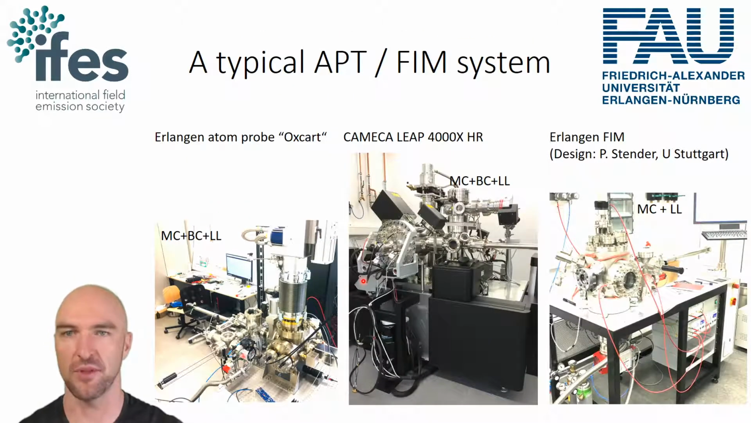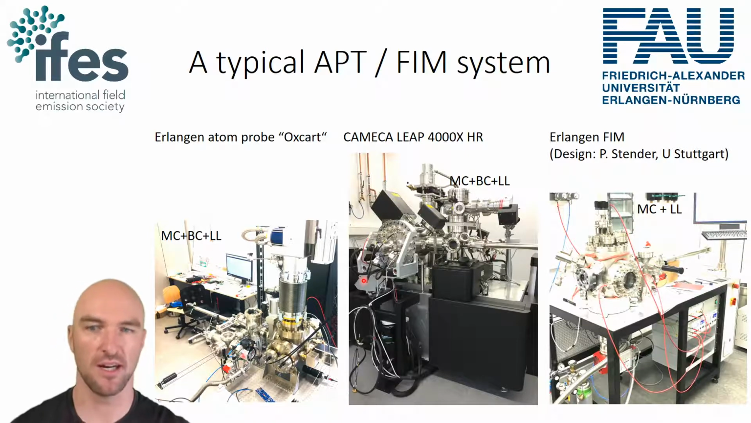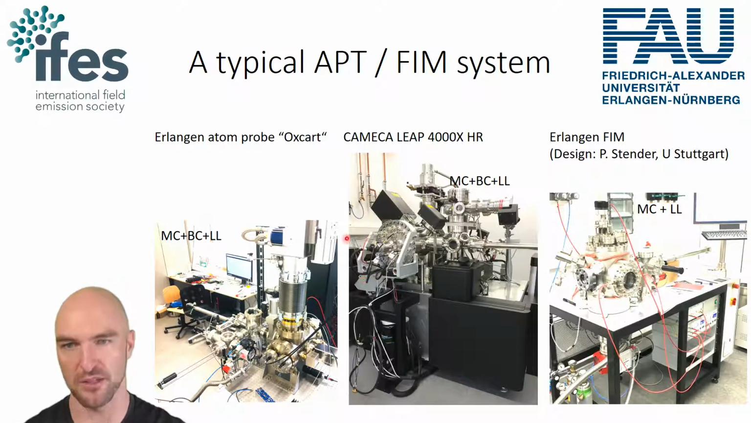So what does something like that look like? Here I've got 3 different systems for you, just to show you what the whole system generally looks like. And you can see, the left 2 are atom probes, and the right one is a field ion microscope, which could also be used as an atom probe if you put an atom probe detector in. And the general layout you can see is a lot of stainless steel.